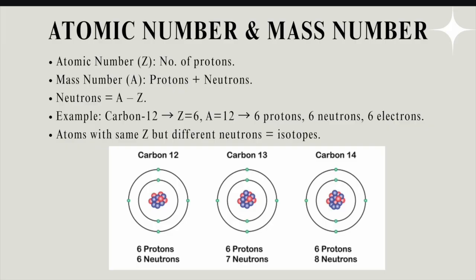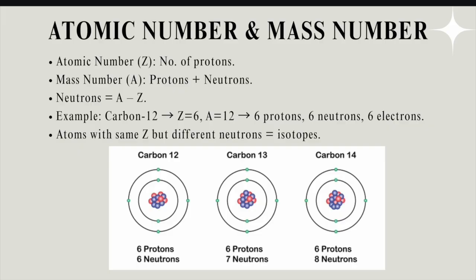Atoms with the same Z but different neutrons are isotopes. You know what isotopes are? They have the same Z but different neutrons. So we are going to discuss an example of carbon. Three carbon isotopes are given: carbon 12, carbon 13, carbon 14. Carbon 12 is commonly found in nature. It has 6 protons, 6 neutrons.